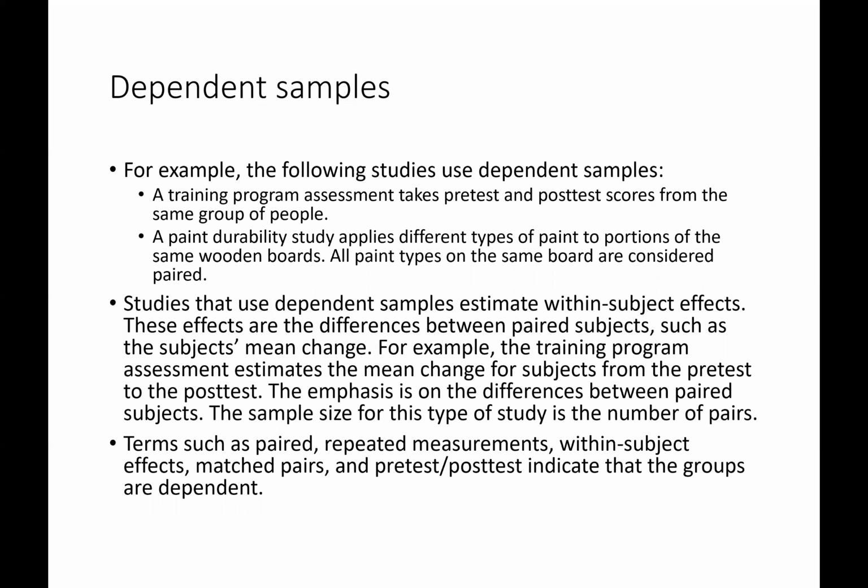Studies that use dependent samples estimate within subject effects. These effects are the difference between paired subjects, such as the subject's mean change. For example, the training program assessment estimates the mean change for subjects from the pretest to the post-test. The emphasis is on the difference between paired subjects. The sample size for this type of study is the number of pairs. Terms such as paired, repeated measurements, within subject effects, matched pairs, pretest, post-test indicate that groups are dependent.